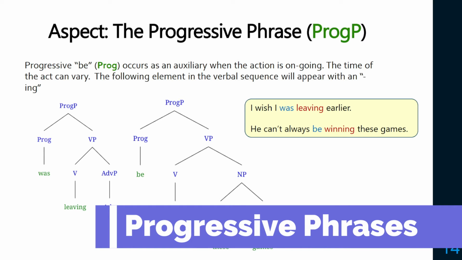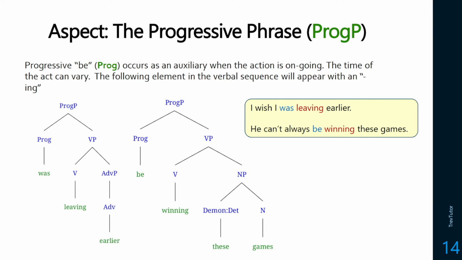Progressive be is one of the first auxiliaries we'll take a look at, and that is going to create the progressive phase, that gives off aspect. So aspect gives off information about the completion or continuity of an event. So progressive be occurs when an action is ongoing. So I wish I was leaving. So that's an ongoing event.